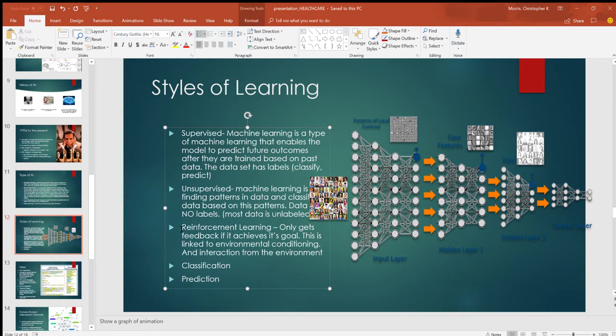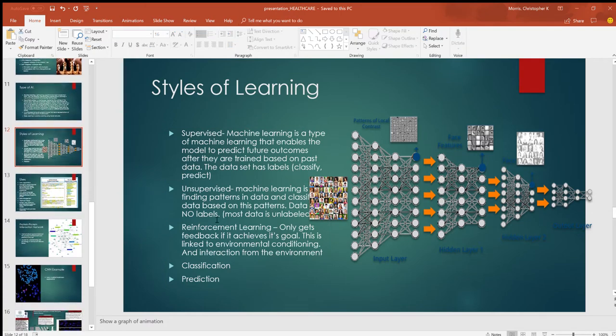The last style right here is called reinforcement learning. We're not going to talk about it at all, but just for reference, this takes its inspiration from B.F. Skinner's environmental conditioning, where the neural net only gets feedback if it achieves its goal. This leads to environmental conditioning and interaction from the environment itself. The environment, in other words, is the teacher for the network. It's interesting. This actually got most of its notoriety in game theory, where game designers would use reinforcement learning algorithms to create games and so forth.